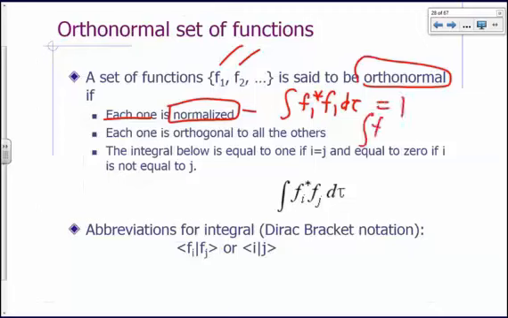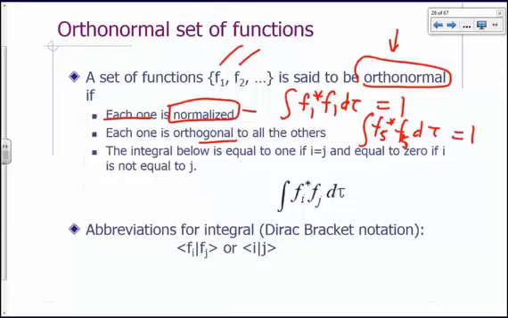What's the integral of f5 star f5 d tau? 1. That's what normalized means, right? Then we say it's orthonormal if each function is orthogonal to all the other functions in that set.